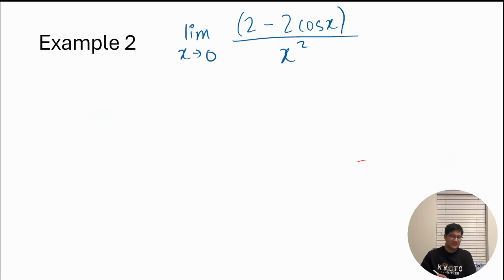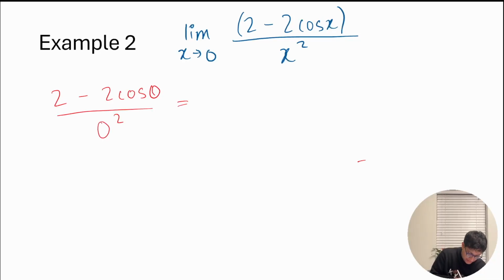Okay, so this is the second and last example I'll take you through today. And in this one, as you can see, it's the limit as x tends to 0 of this function. So firstly, when you try to do it normally, 2 minus 2 cos of 0 over 0 squared, you can clearly see this is just 0 over 0. Hence we met the criteria again.